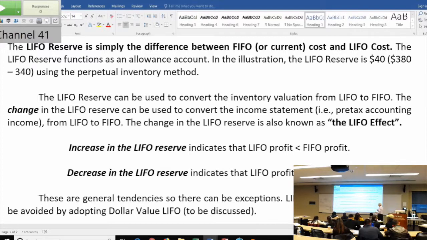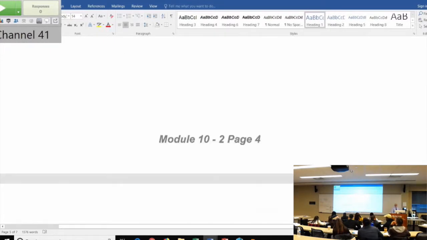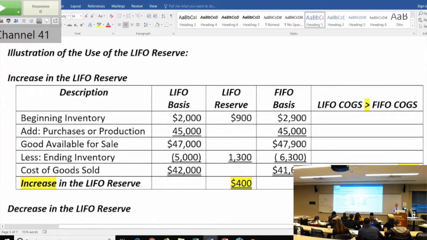If the reserve goes down, it could be due to a LIFO liquidation. Quantities could be dropping or prices could be dropping, but the cost of goods sold declines. Now, the way this works can be illustrated on page 5. So let me give you a chance to at least take a look at that.